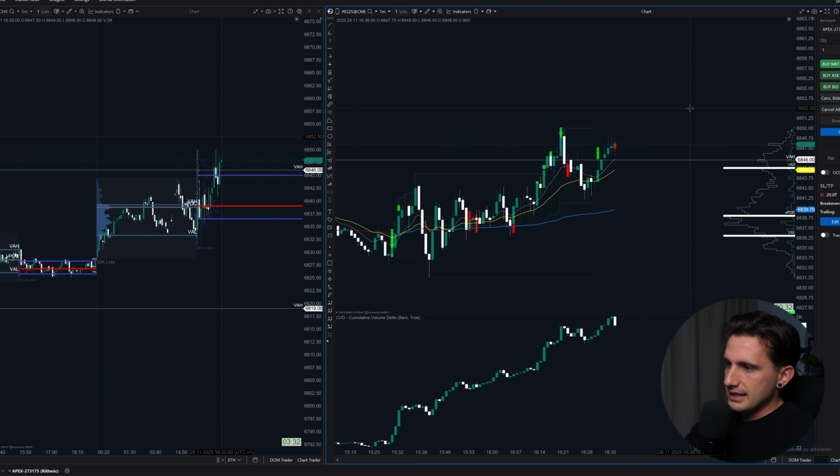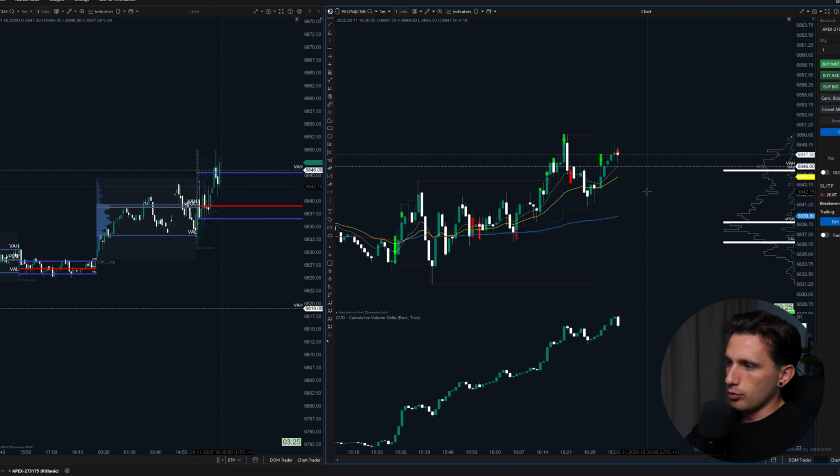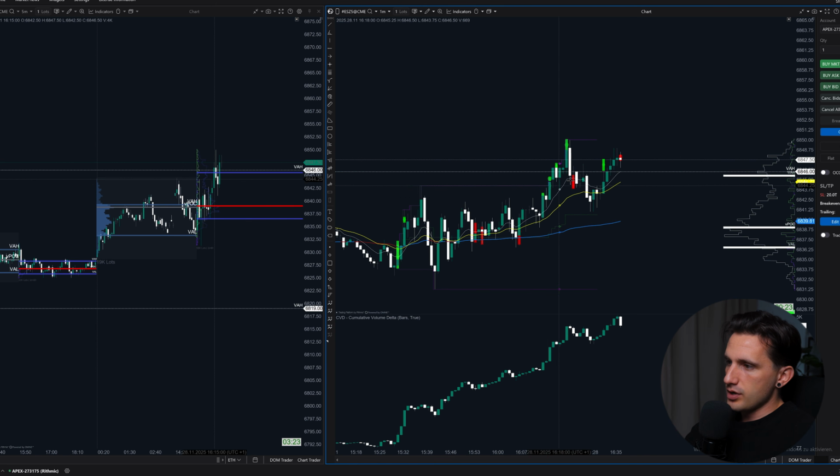Now what we can currently see is that we are pushing outside of the regular trading hours value area high, right? And we are currently holding above. We are also pushing outside from the last value area high right here. It's this white line right here.